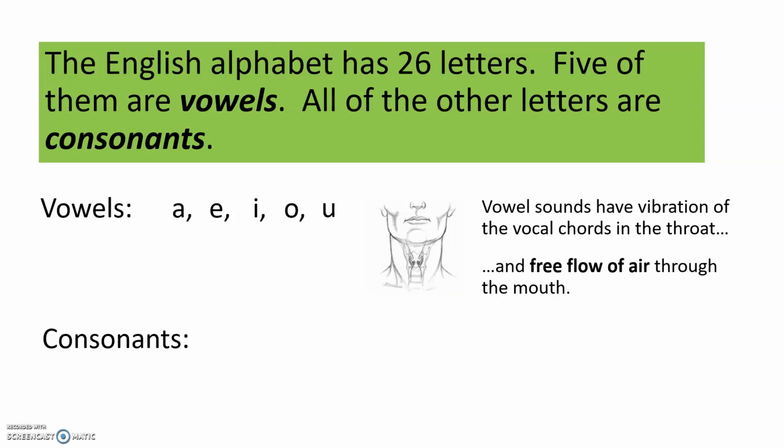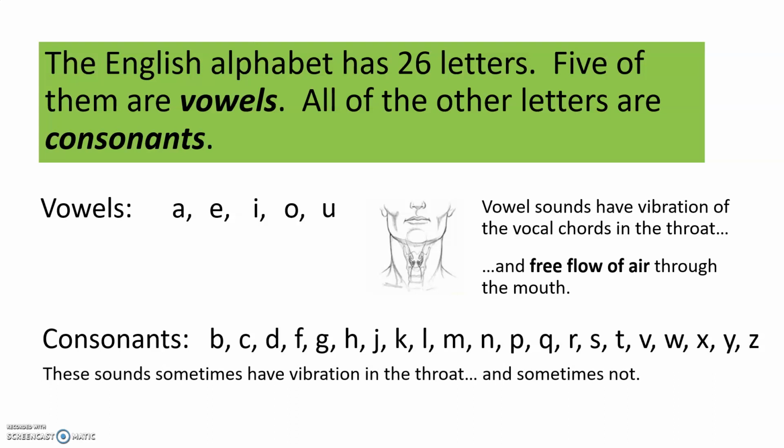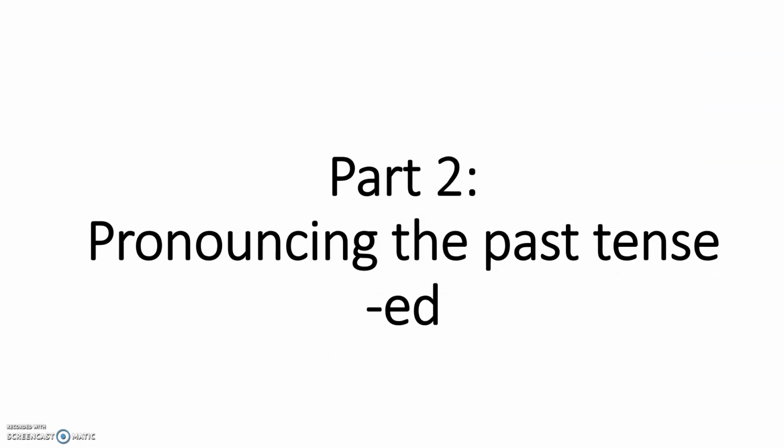Now the consonants are all the other letters in the alphabet, and these letters are different. They make a category because these sounds sometimes have vibrations in the throat and sometimes not. But the most important thing is that all of these sounds kind of close the air's pathway in the mouth so that it's difficult for the air to move. So if I make a sound like B, you can see how when I put my lips together, I'm stopping the air. And all of these sounds kind of slow down the air in some way. So we have vowels and we have consonants.